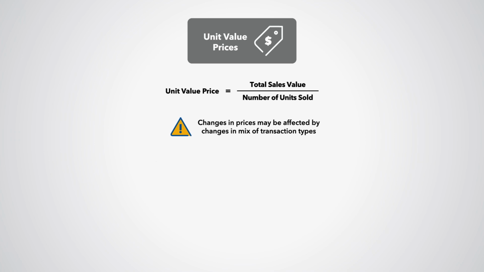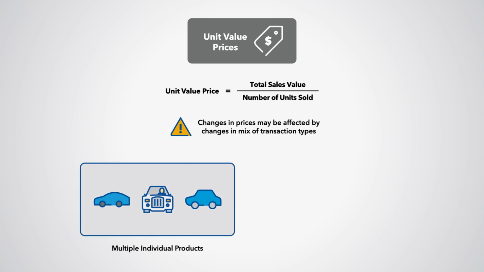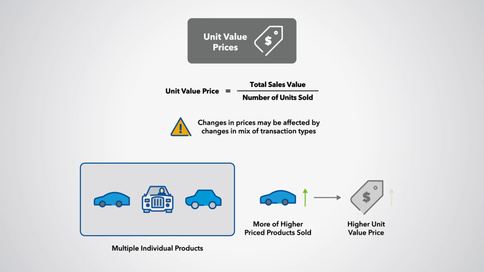The primary reason is that unit values are typically available only for product categories that include multiple individual products with different levels of quality and price. When more of the higher quality, higher priced products are sold, the unit value rises even when the price of each individual product doesn't change.